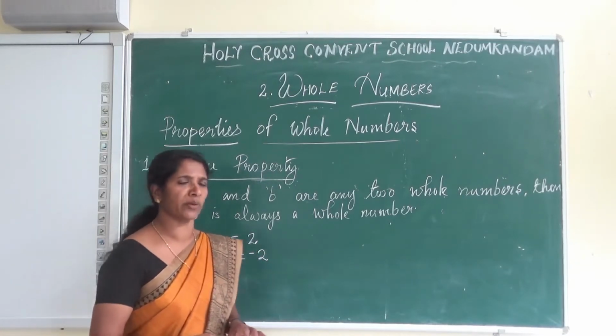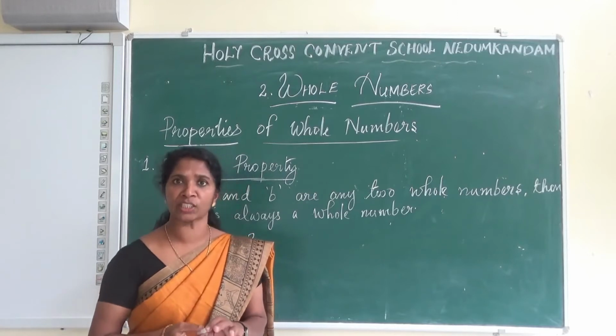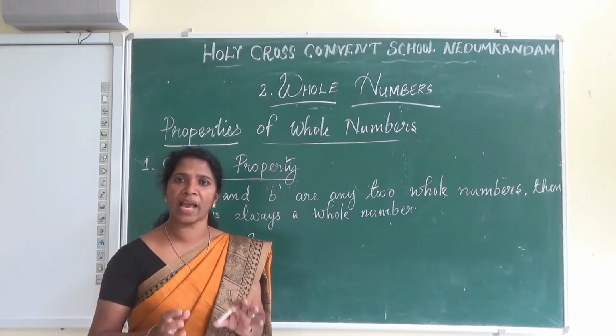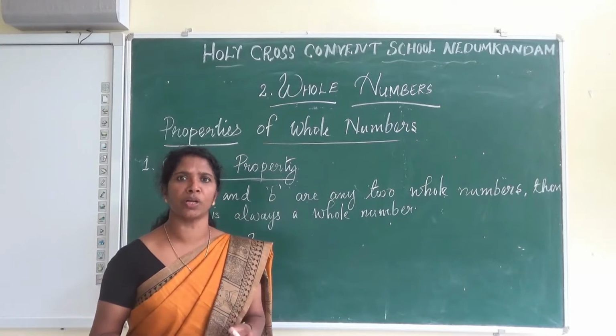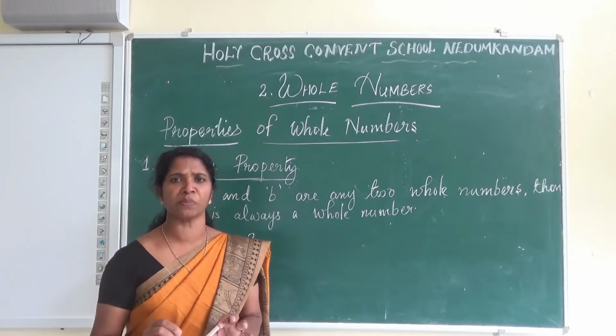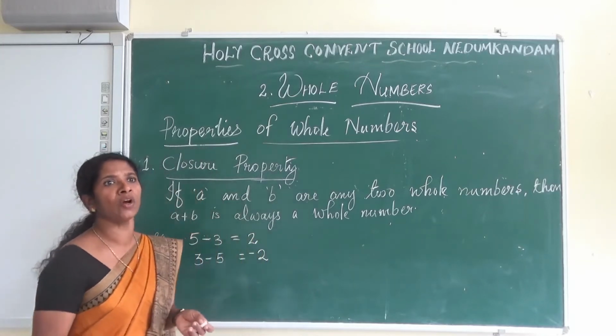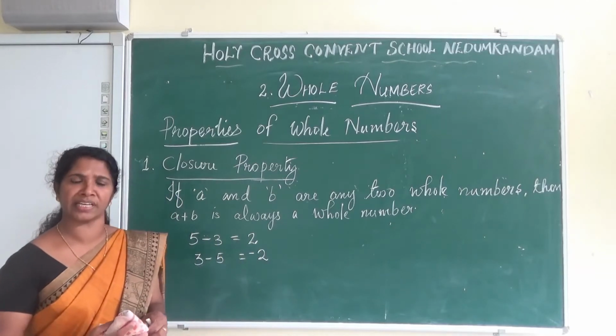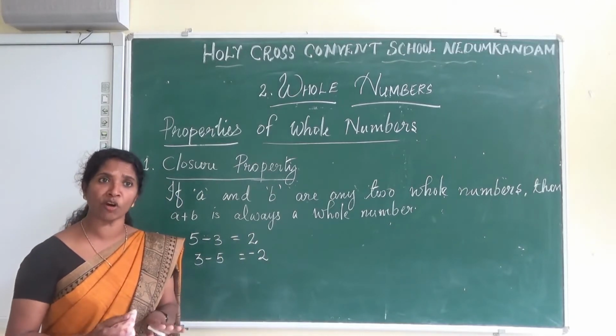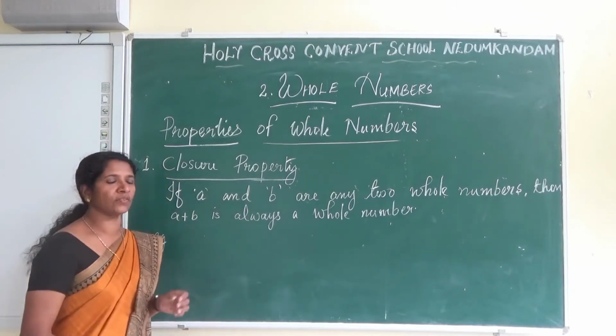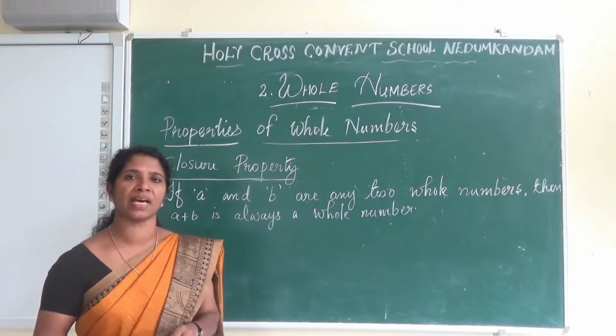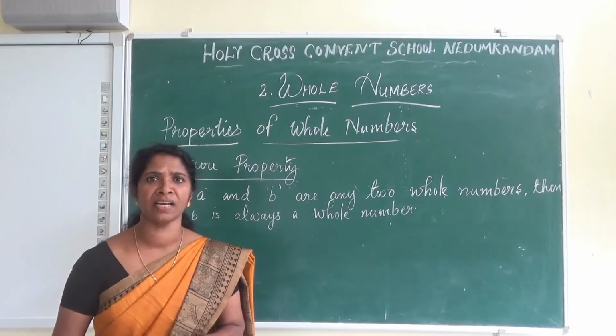So closure property means when we add two numbers, the answer also will be a whole number. When we multiply two numbers, the answer also will be a whole number. In the case of subtraction and division, the answer will not always be a whole number. So we can conclude whole numbers are closed under addition and multiplication.